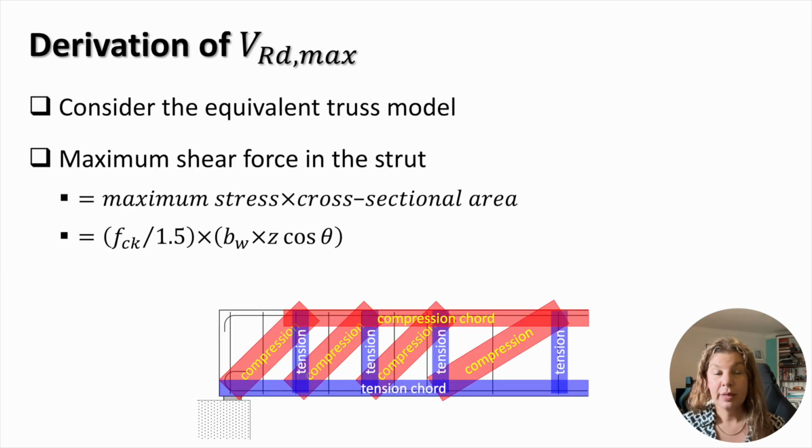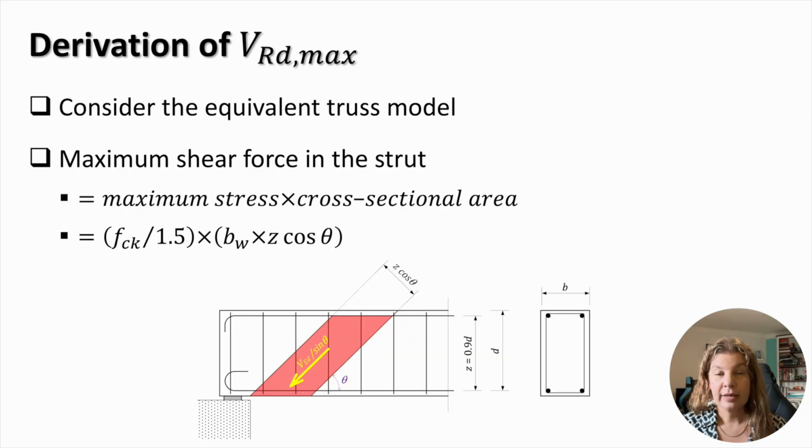To derive the formula for the calculation of V_Rd,max, we need to consider the equivalent truss model. The maximum compression force that the inclined concrete strut can carry can be found as the design compression strength of concrete times the cross-section area of the strut. The design compression strength of concrete equals the characteristic strength divided by the partial safety factor for concrete. The cross-sectional area of the strut equals the breadth of the beam times the width of the strut, where the width of the strut is assumed dependent on the effective depth of the section.